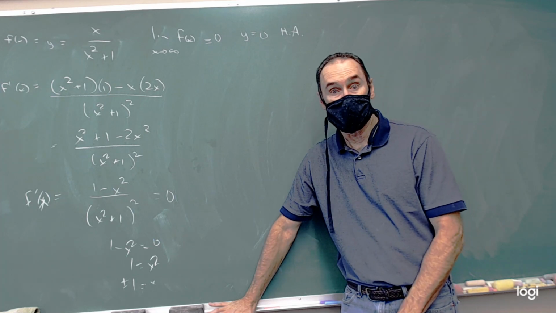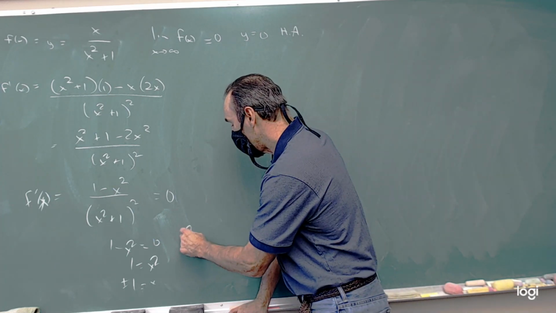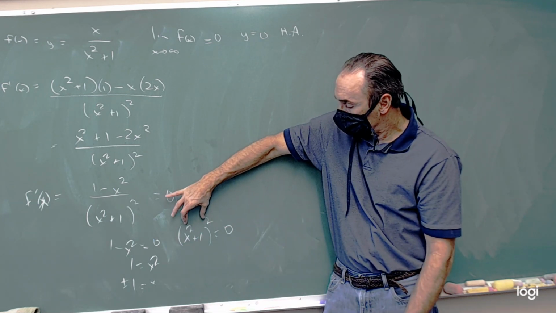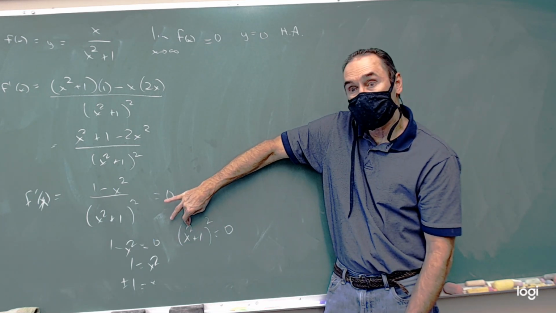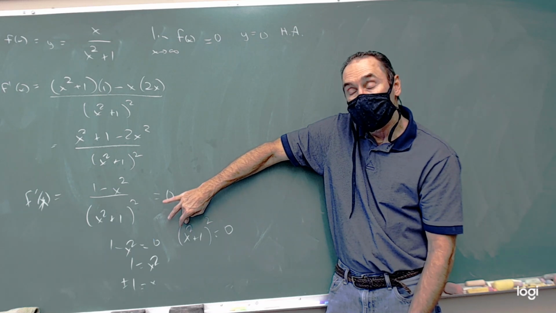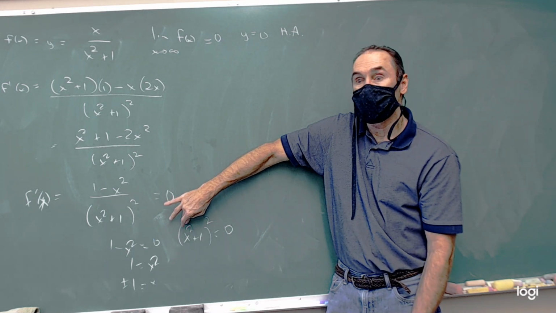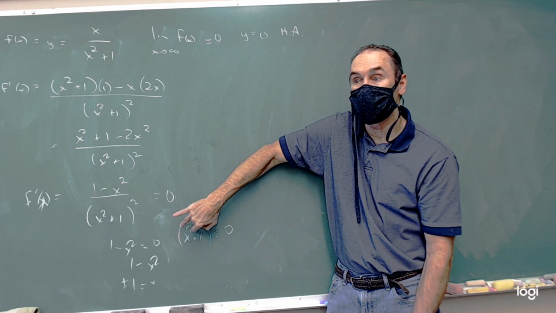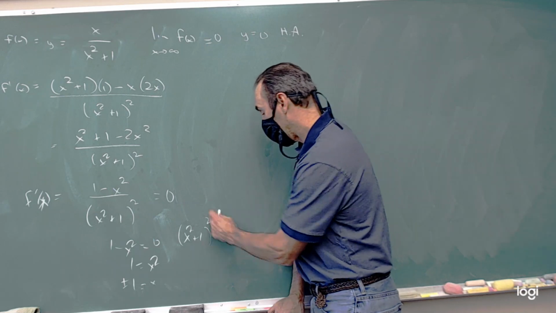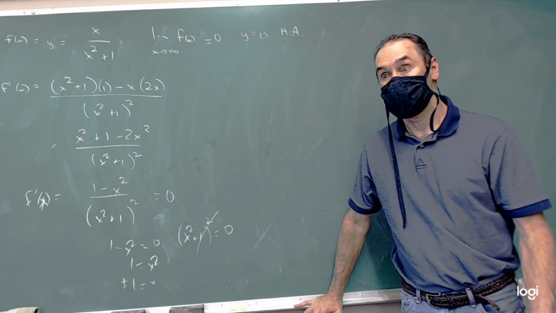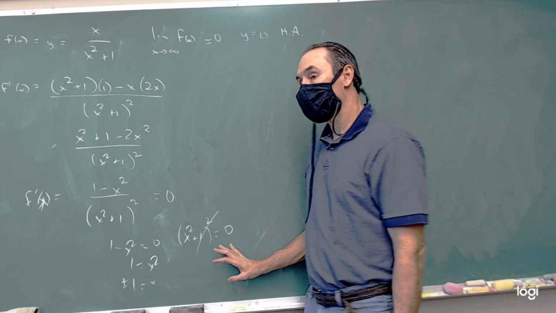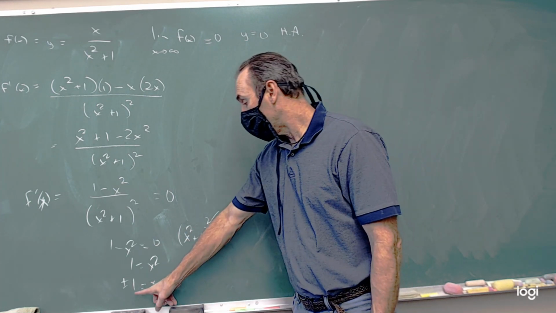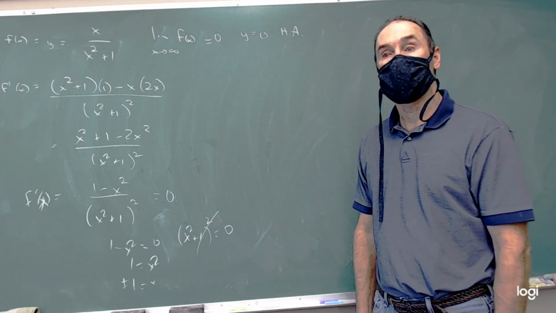Those are critical points. Now, if you try to take the denominator and set that equal to 0, you can see that no matter what you plug in for x, once you square it, it can't be negative. So it's either 0 or positive, and if you add that to 1, there's no way that's going to be 0. So this is not equal to 0 for any choice of x. So there are no critical points that come from making the derivative undefined. These are only choices, 1 and negative 1.